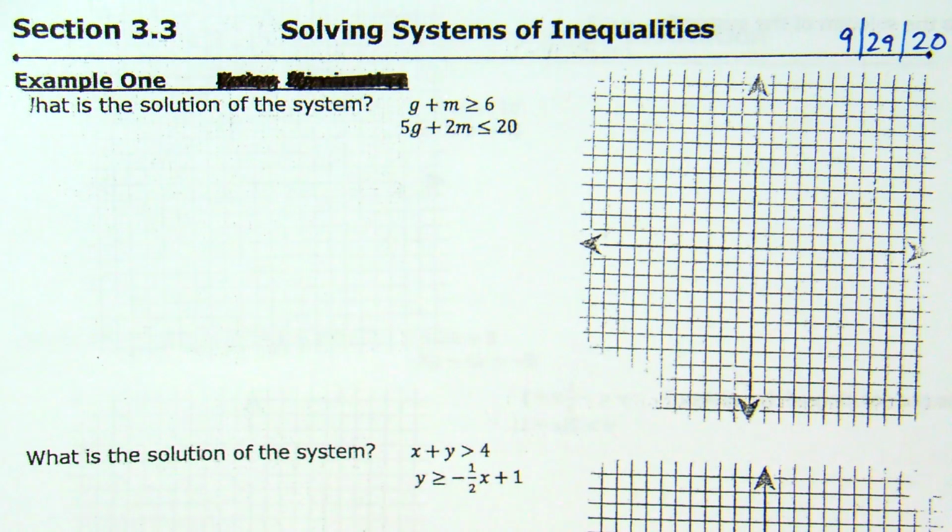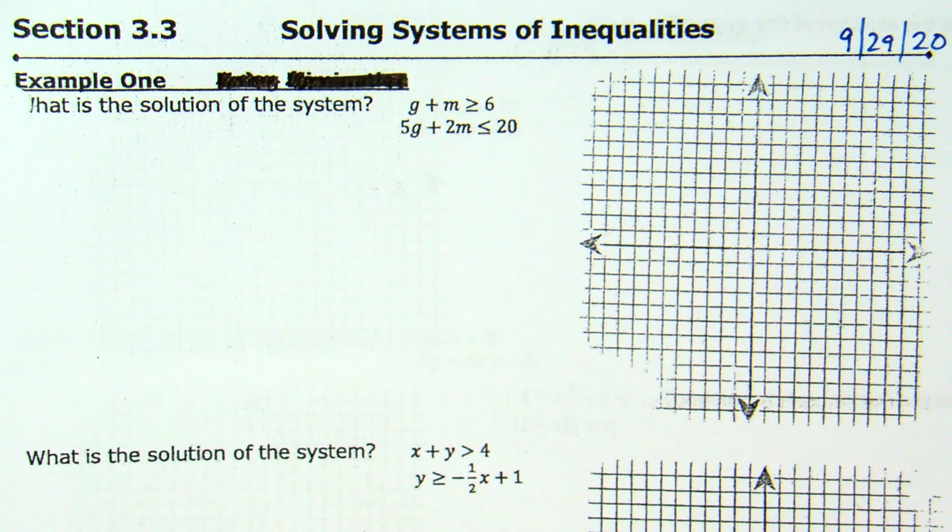So, what is the difference between yesterday and today? Yesterday was solving systems of equations. Today's solving systems of inequalities. What's going to be the overall difference? The inequality sign, which means we're going to be shading. Yesterday you were looking for where the two lines would intersect. Today, we're not looking for where the two lines intersect, but we're looking for where the shadings intersect.